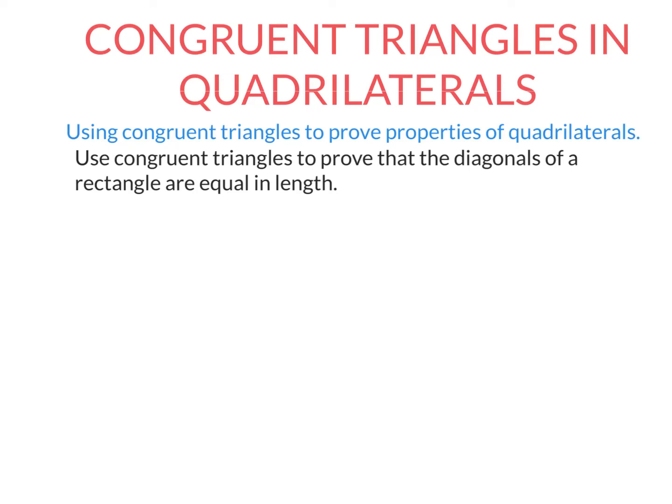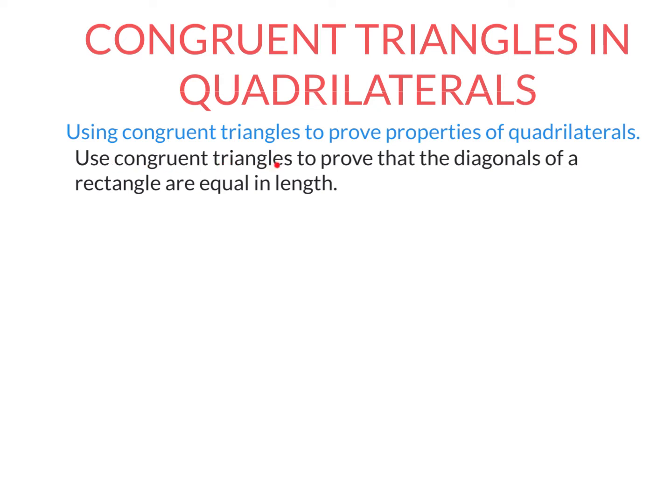Thank you so much for tuning into this video in which we'll look at using congruent triangles in quadrilaterals. Specifically, we're going to use congruent triangles to prove properties of quadrilaterals. A property is just something the quadrilateral has, something that's true of the quadrilateral. So let's look at this example.